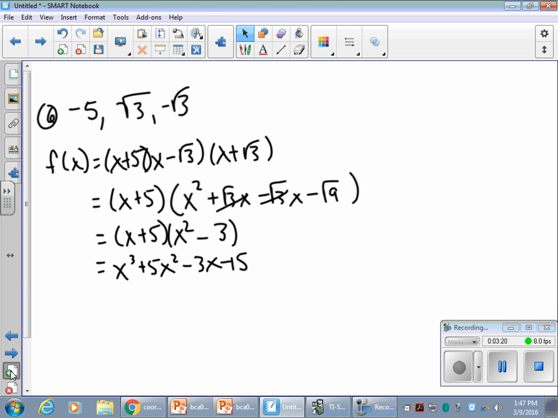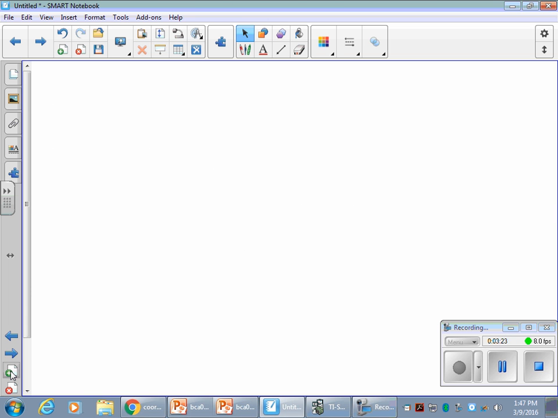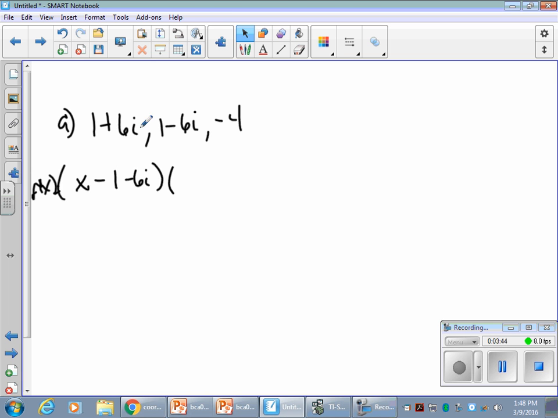Sometimes we have complex numbers that have to be multiplied, like problem number 9: 1 plus 6i, 1 minus 6i, and -4. If 1 plus 6i is a zero, then my factor is x minus this, which would be x minus 1 minus 6i. If this is a zero, then my factor is x minus this zero, which would be x minus 1 plus 6i. And then if this is a zero, it'd be x minus -4, which is x plus 4.